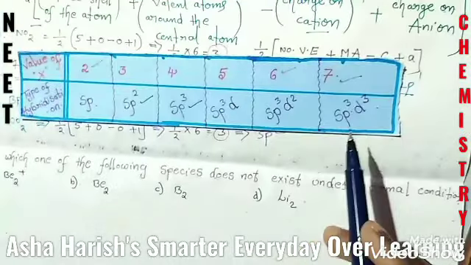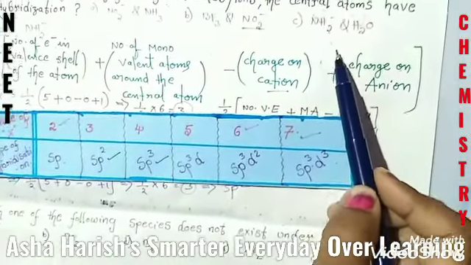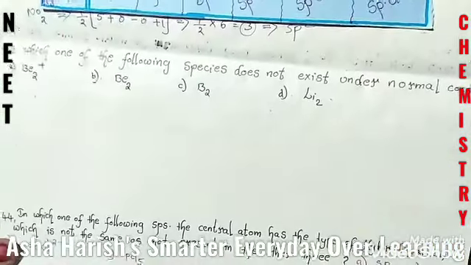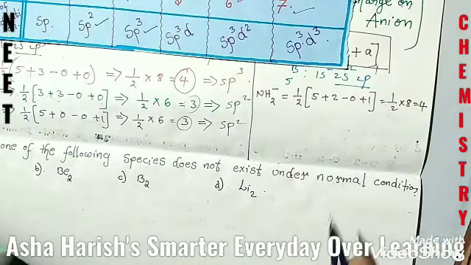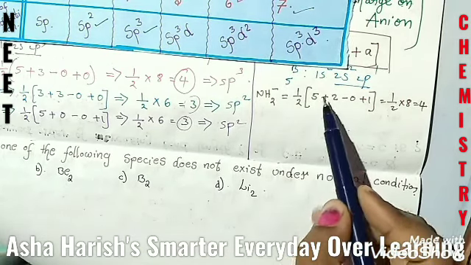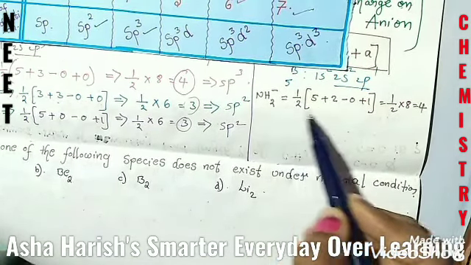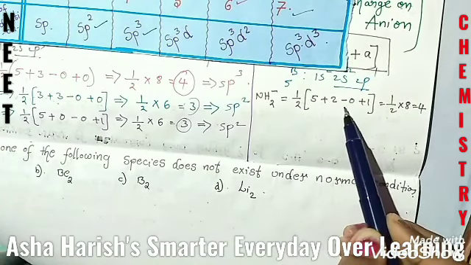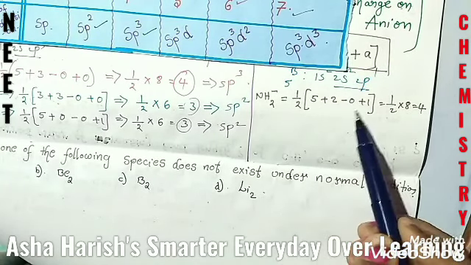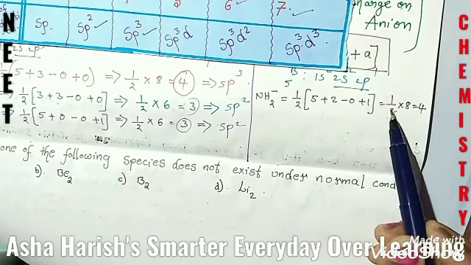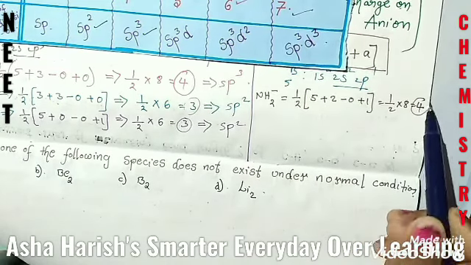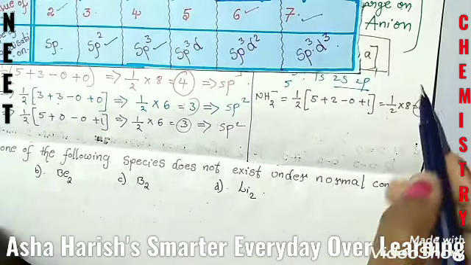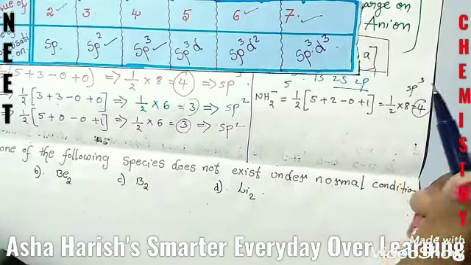What we have in option C, NH2 minus and H2O. For this also we can do it. For NH2 minus, here also the same central atom nitrogen students, and the monovalent atoms here hydrogen 2, minus, 0 in the place of cation and plus 1 in the place of anion. Here half into 8 we have 4. If it is 4, then the hybridization should be sp3. I am writing here sp3.